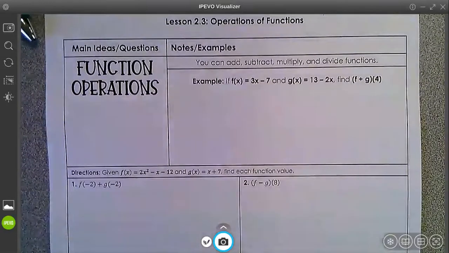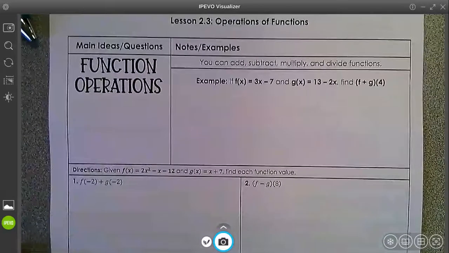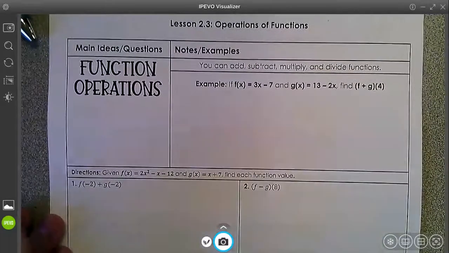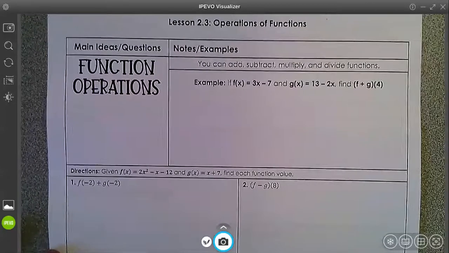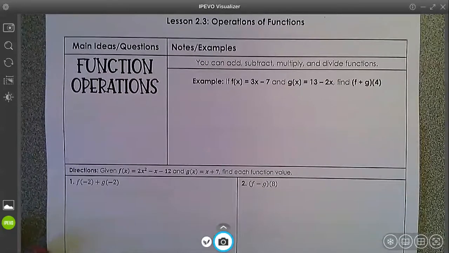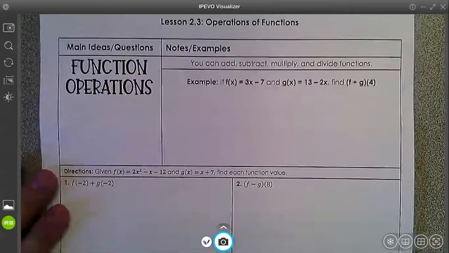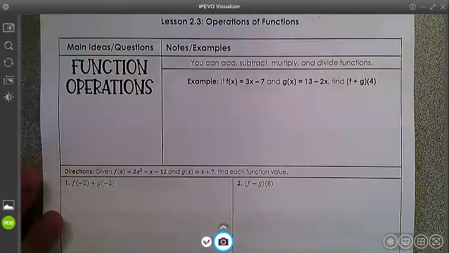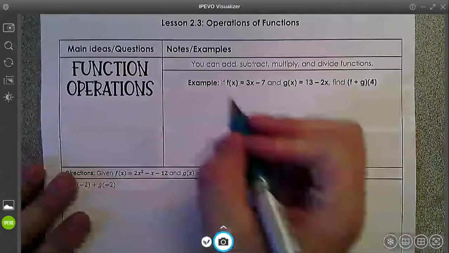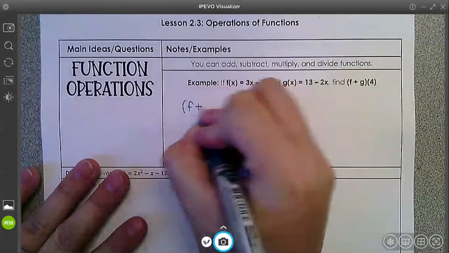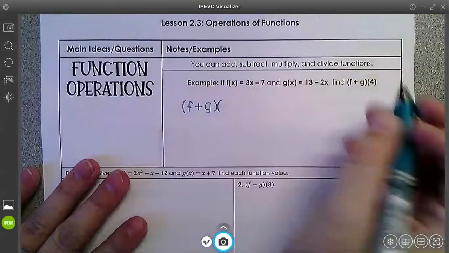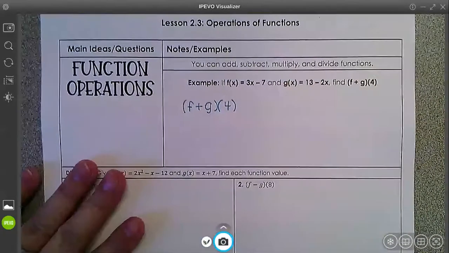by the way. So we are going to be doing operations of functions. This is take some of those easier problems that we did in 2.1, and it's basically just doing it twice in one problem. It's not any harder, okay? So there are two ways that you will see one of these questions written out. One of them is like this: F plus G of 4.